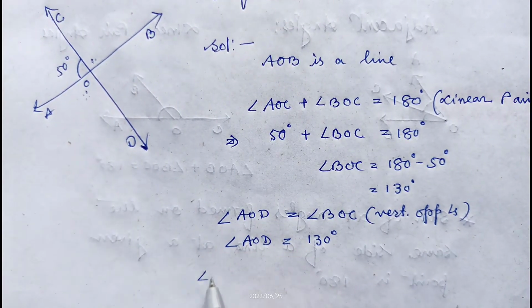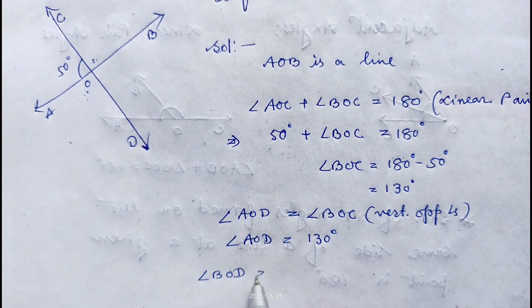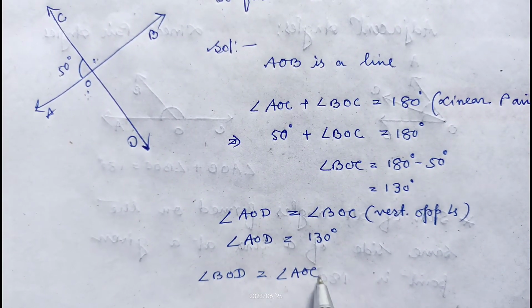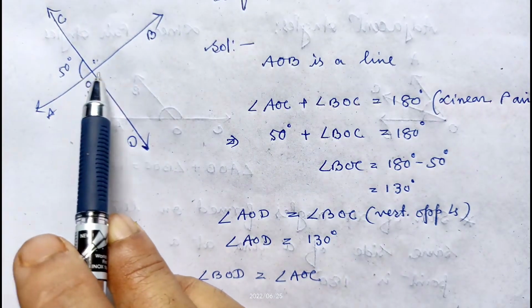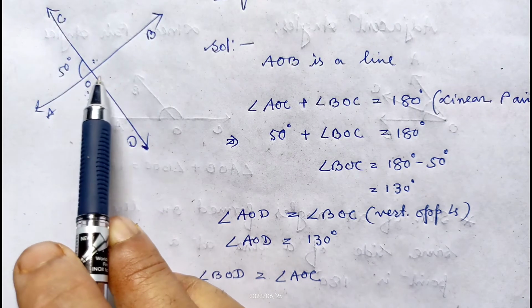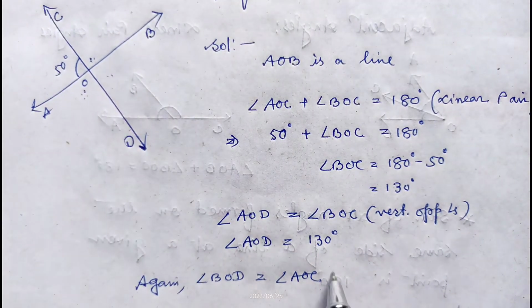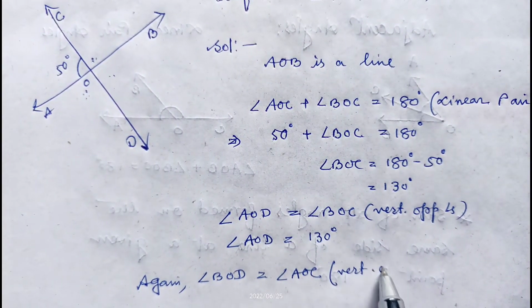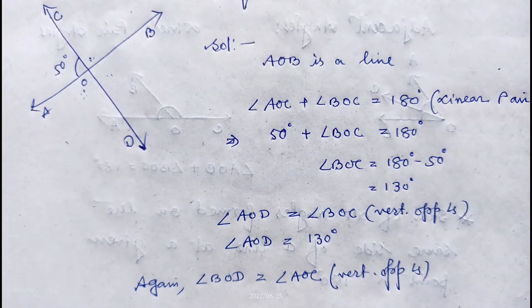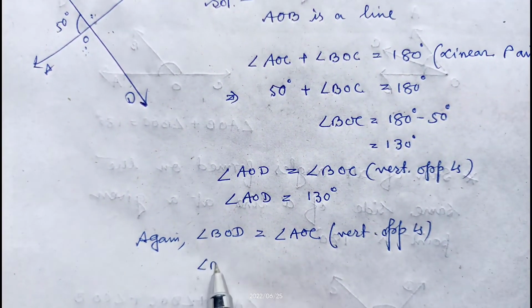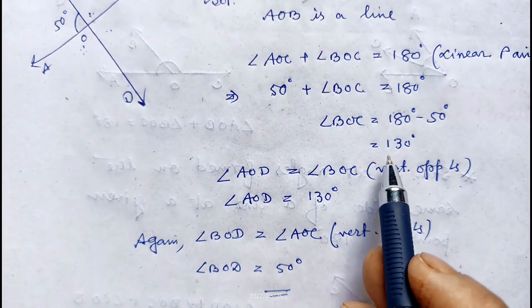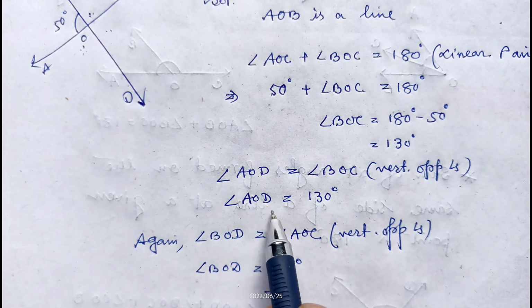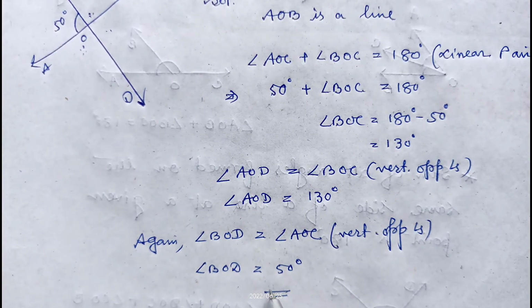Again angle BOD equals angle AOC. You can write here again, these two angles are vertically opposite angles. Since it is 50, this also will be 50, so we can write here vertically opposite angles. Therefore angle BOD also will be 50 degree. So we got BOC 130 degree, AOD 130 degree and angle BOD 50 degree, which are the required answers.